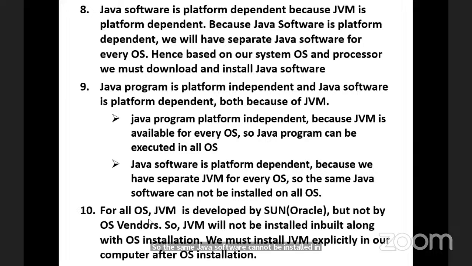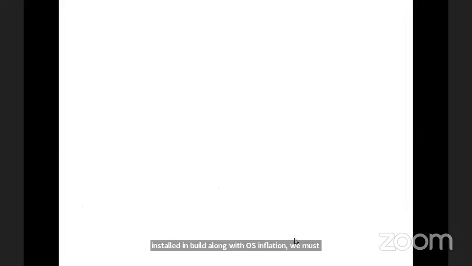Next point. For all operating systems, JVM is developed by whom? Sun Microsystems. Nowadays it is Oracle, but not by the OS vendor. That means if you install Windows operating system, will you get JVM software automatically? No, we have to install it separately. So JVM will not be installed inbuilt along with OS installation. We must install JVM explicitly in our computer after OS installation. How can we get JVM?